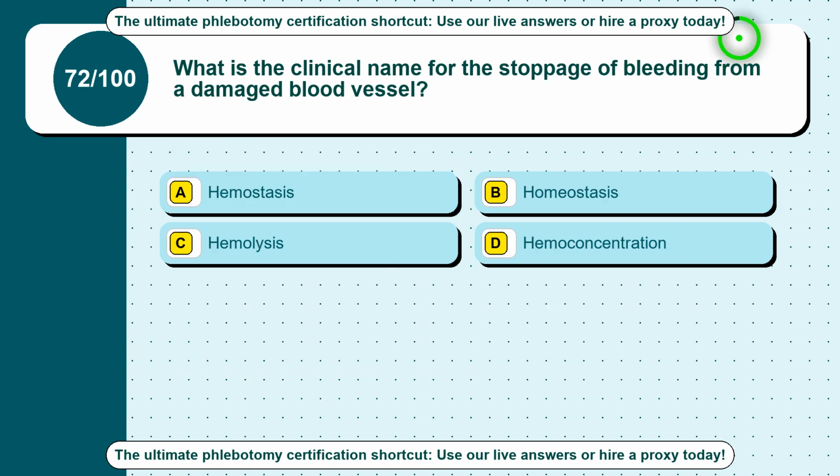Question 72. What is the clinical name for the stoppage of bleeding from a damaged blood vessel? Option A, hemostasis. Option B, homeostasis. Option C, hemolysis. Option D, hemoconcentration.